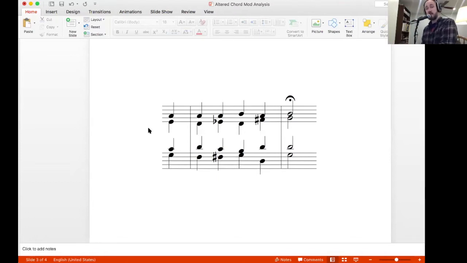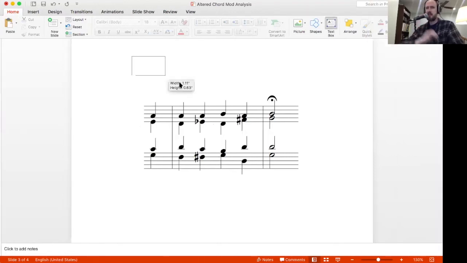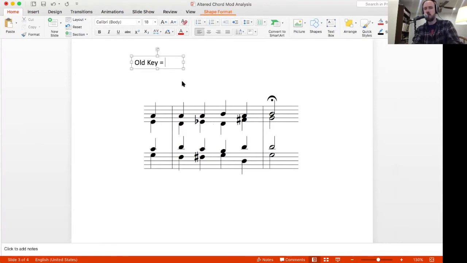And end up someplace totally different. So let's see if we can figure out really quickly what key we go to. We're in D minor. That's our old key. I'm going to sort of bring this over and say, what's our old key? Old key equals D minor, right?